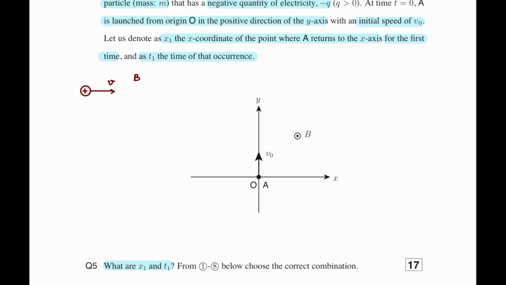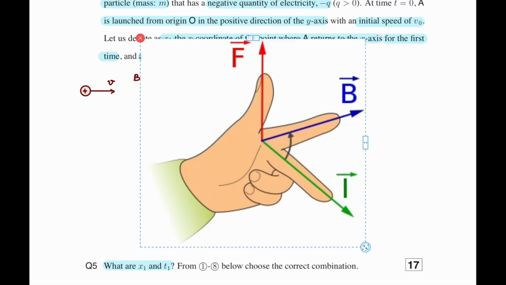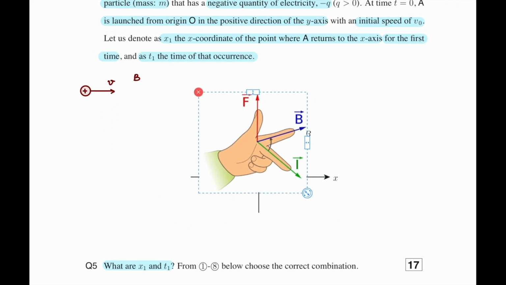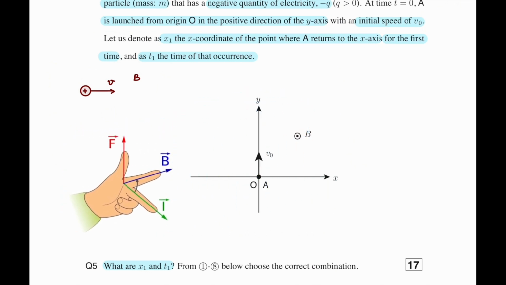To determine the direction of the magnetic force, we can use Fleming's left hand rule. Let me show you the diagram for Fleming's left hand rule. By using your left hand, this is the position of your fingers, you can determine the direction of F. Let's say B here is into the page.